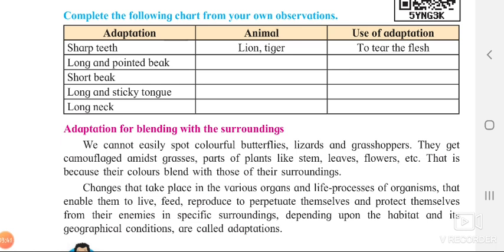In the same way, you can see the grasses' color, and the color of these lizards and grasshoppers are also adjusted. Parts of the plant such as stem, leaves and flowers. Sometimes butterflies also consist of the same color. That is because their colors blend with those of their surrounding. Blend means what? It gets adjusted in such a way in the surrounding that these animals look the same as the color of the plants, color of the trees, color of the leaves, etc.